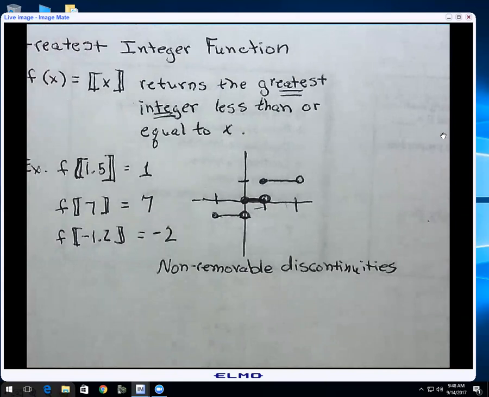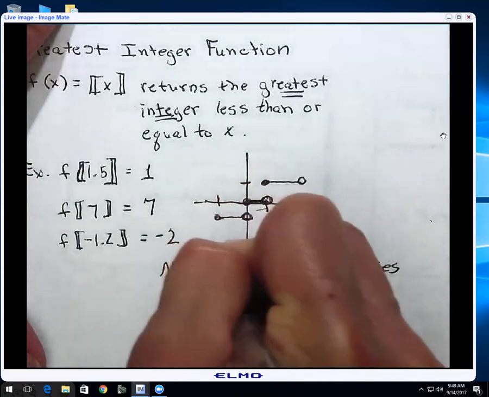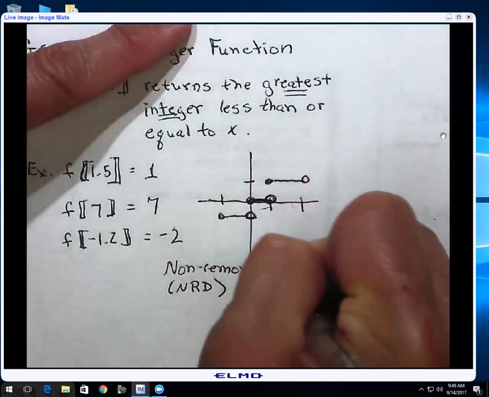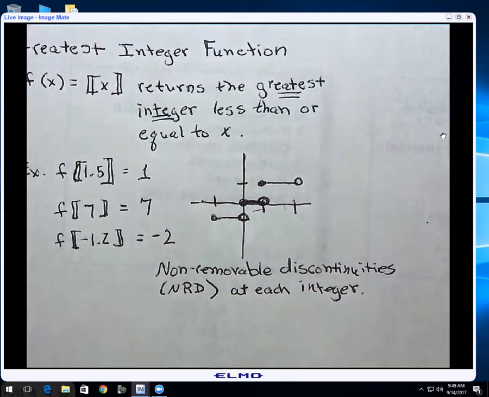What if I make a deal with you that in tonight's homework, you can abbreviate non-removable discontinuity as NRD, as long as if I ask you to, you could spell it? That's hilarious. Will you take that deal? Absolutely. All right, I'm gonna make you spell it on the test. Maybe that'll be the test. Spell non-removable discontinuity. All right, you can call it a nerd. The math people fail. English people succeed. At each integer. When has that ever happened in class before? Never.